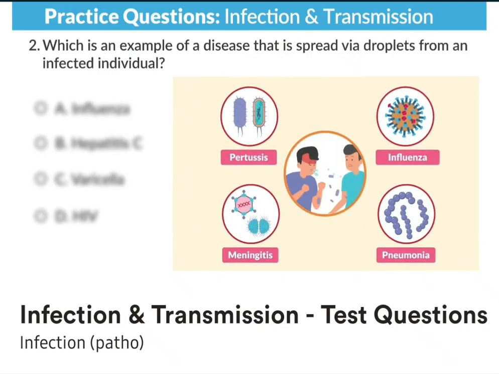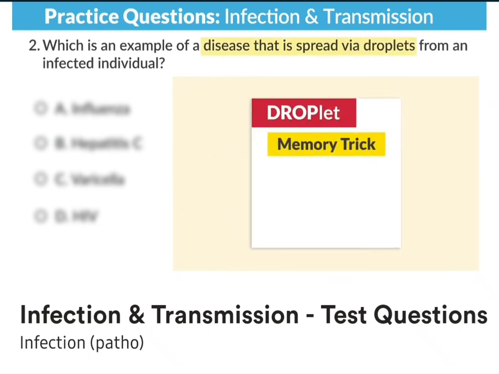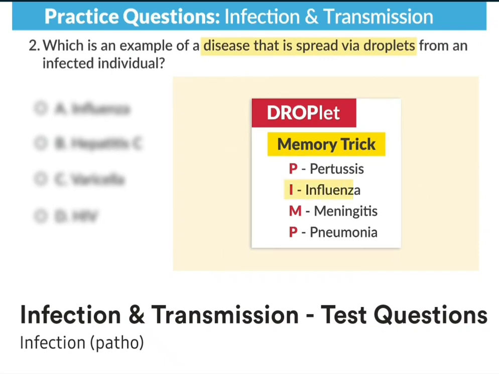All right, let's break it down. Always focus on the key words here before looking at the options. So the key word is disease that spread via droplets. So remember, droplet is that PIMP. So P for pertussis, I for influenza, M for meningitis, and P for pneumonia.